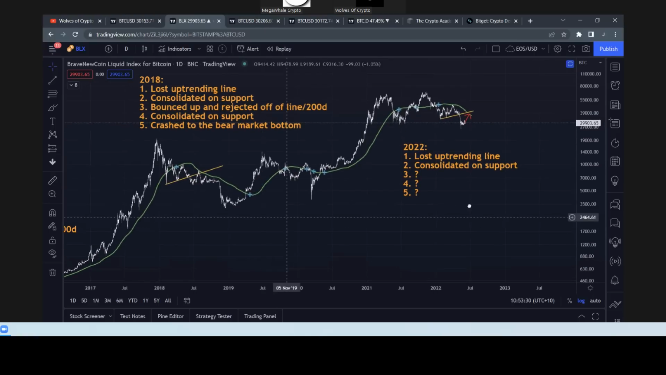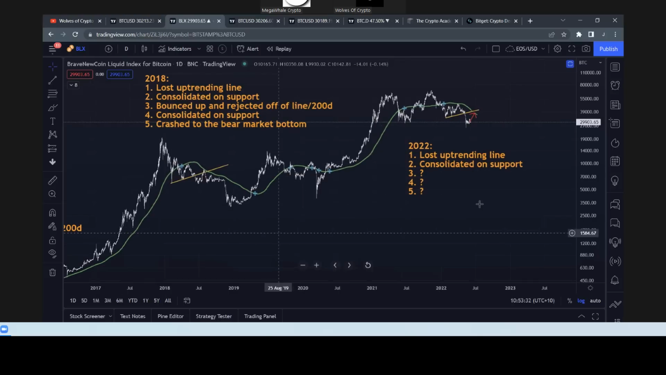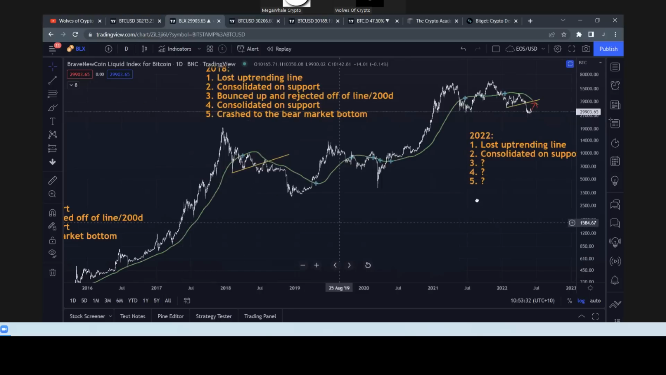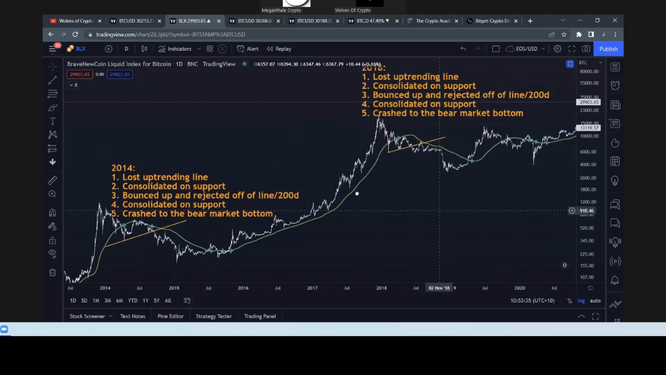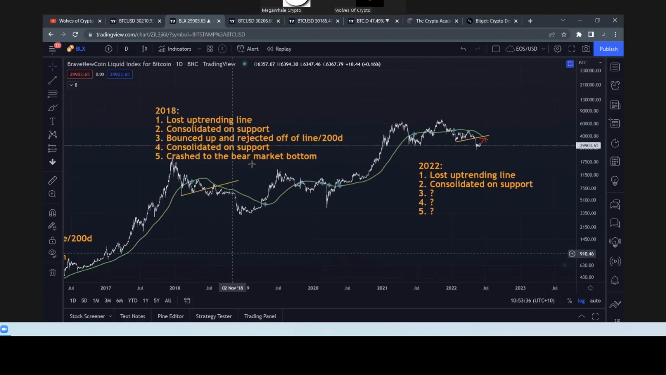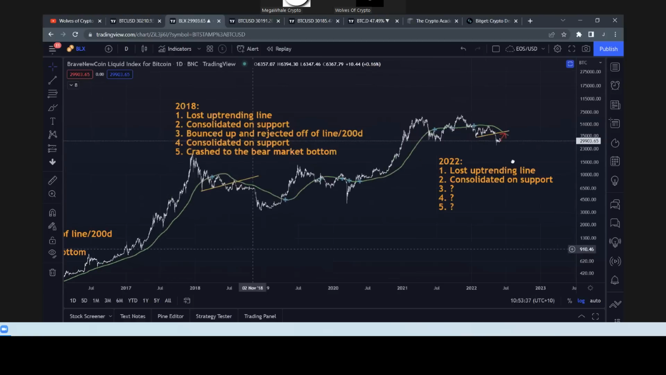So what we've seen historically in bear markets is actually very similar to what we're seeing right now. And this is what I'm basing it off, right? So in 2014, we had this 5-step kind of correction in the bear market. And we're kind of on step 3 right now, but this is what it was, right?